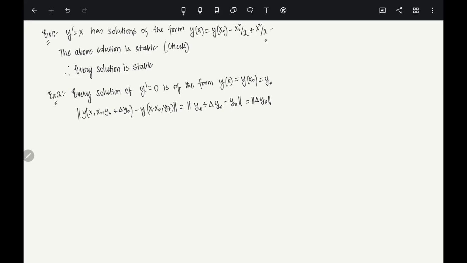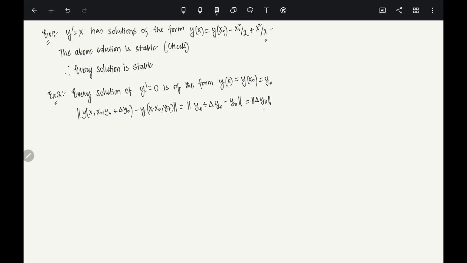One second, I did some mistake somewhere. Let's look at this. You see, y prime equals 0 and y at the point x naught is y naught. This equation we are looking at. So what is the solution? The solution is y(x) equals y naught. Again, y prime equals 0 and y at the point x naught is y naught plus delta y naught. So what is the solution? y(x) equals y naught plus delta y naught. That will be the solution. Yes, it's fine. That's what I wrote here.